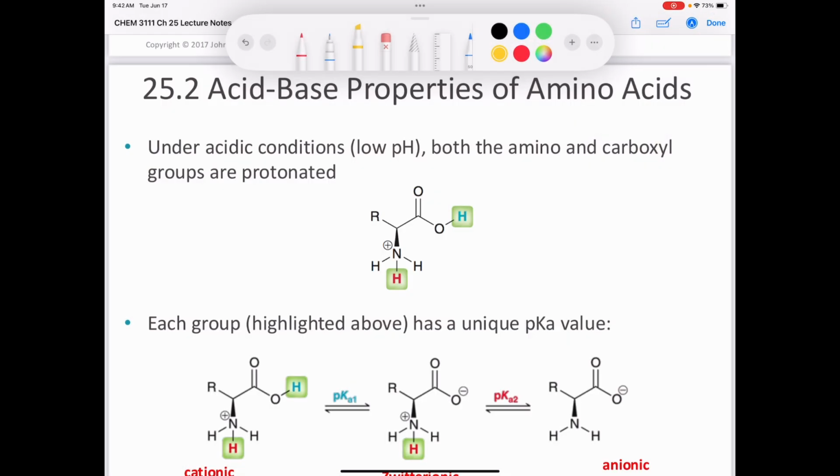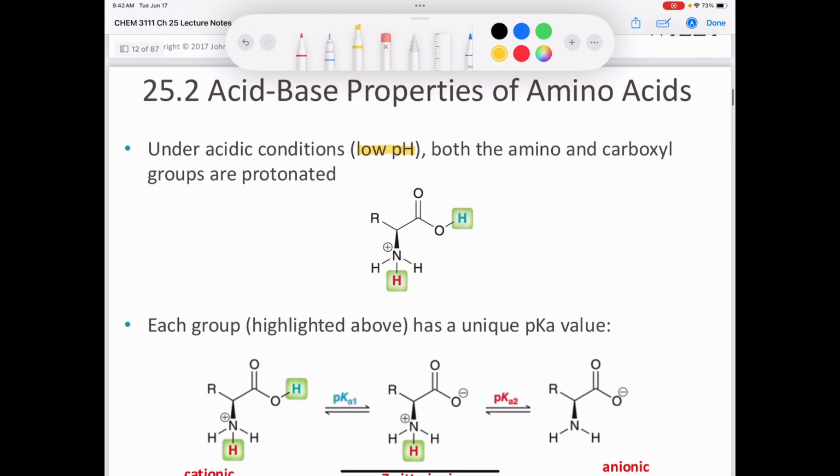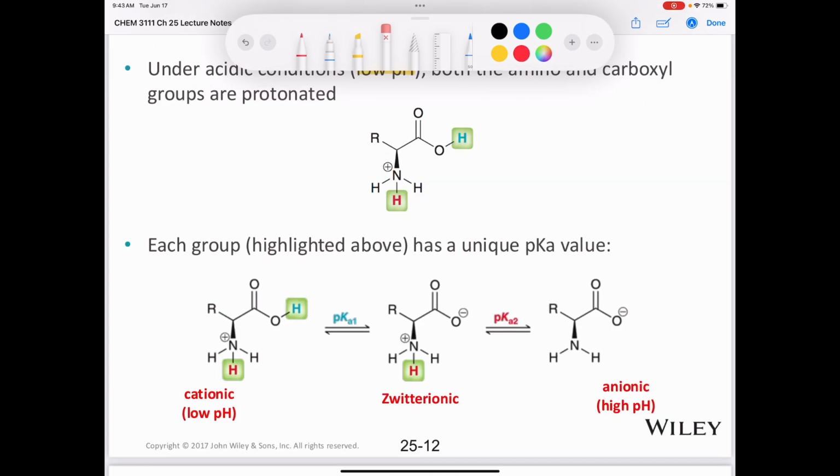When an amino acid is dissolved in a solution at a pH of 1, both functional groups exist primarily in their protonated form. So if we take our amino acid and put it in a solution at a pH of around 1, then our carboxyl group is going to be protonated, and also our amine is going to be protonated. And so you can see in this case, overall, we have a charge of +1. Each of the highlighted protons has its own unique pKa value. Normally we call them pKa1, which refers to the pKa of the carboxyl proton, and pKa2, which refers to the pKa of the protonated amine.